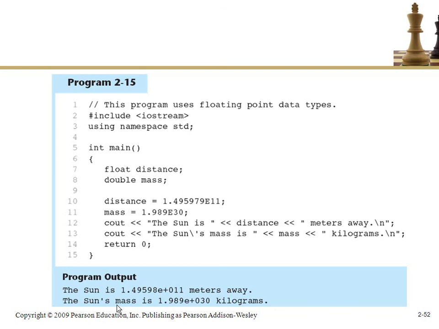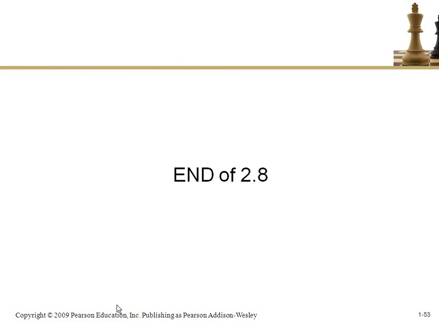And the example for the sun is 1.49598e+11 meters away from us. Okay, and the next statement, for the sun's mass, it got 1.989e+30 kilograms. This would be the end of section 2.8.